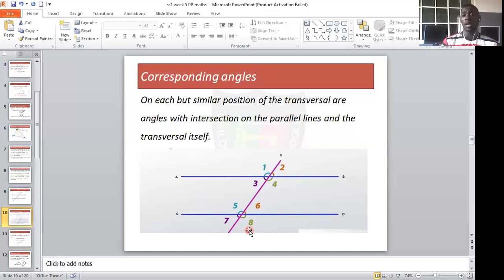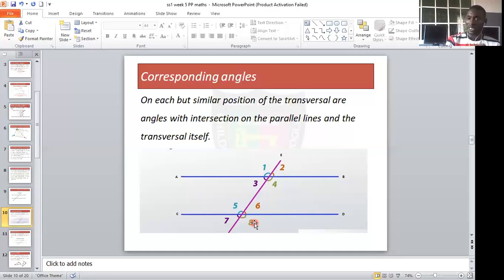So these are called corresponding angles. If angle 1 is 30 degrees here, obviously angle 5 is also 30 degrees. Whether you are given it or not, you should know that they are corresponding angles. If angle 4 is 20 here, obviously angle 8 is also 20, to indicate that they are corresponding angles.